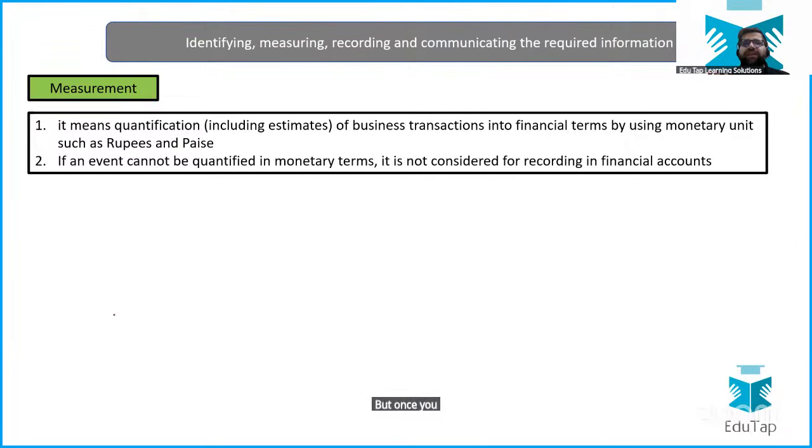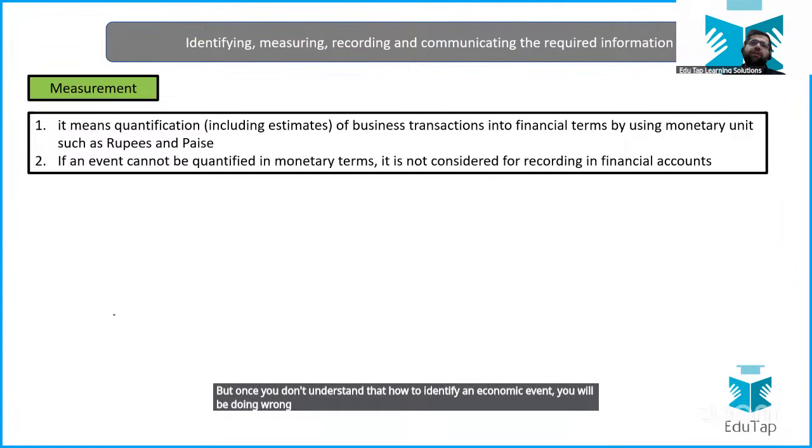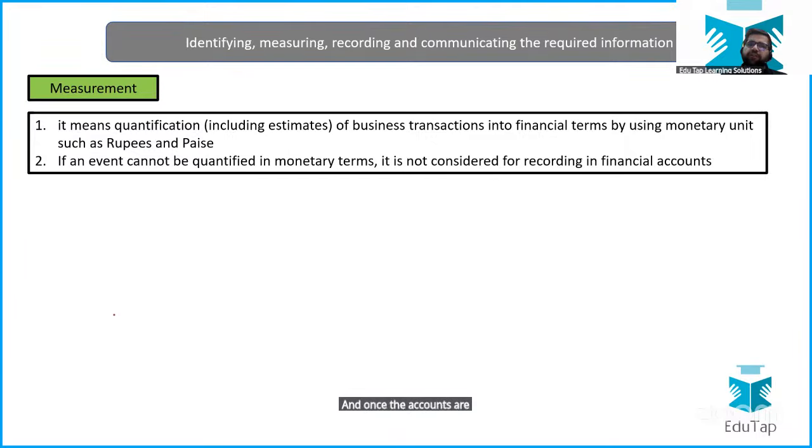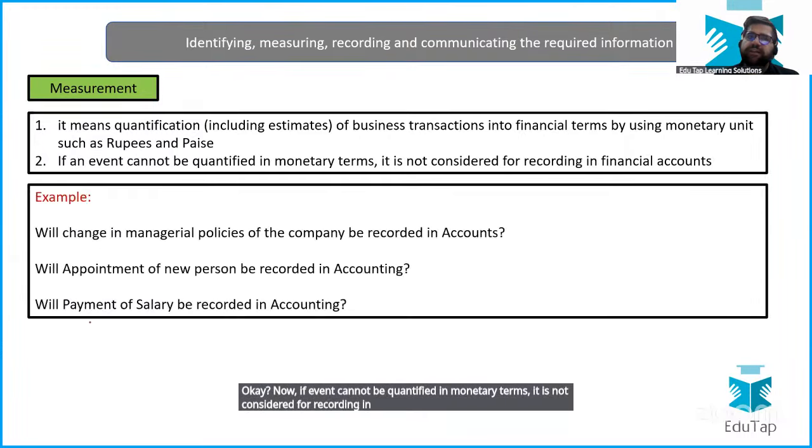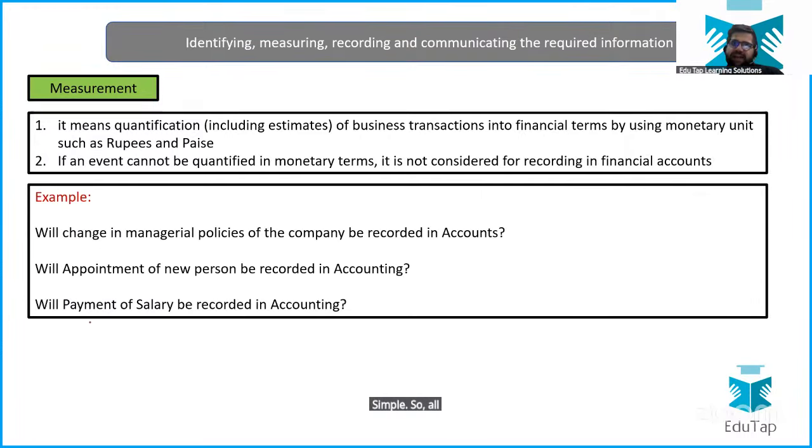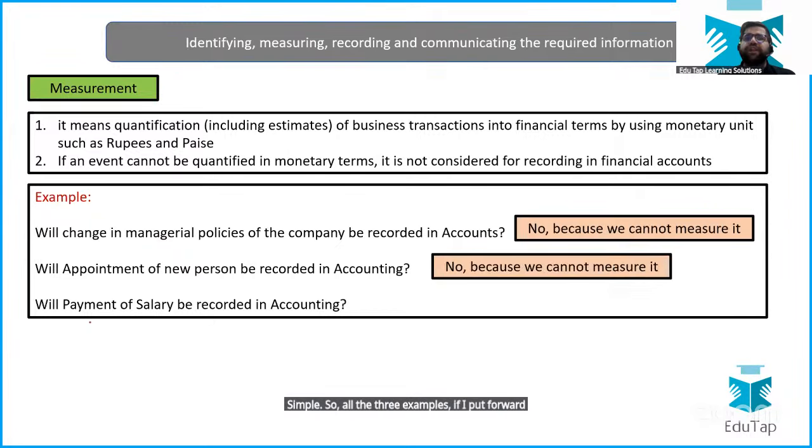But once you don't understand how to identify an economic event, you will be doing wrong recording. And once the accounts are recorded in a wrong format, everything collapses. Now, if an event cannot be quantified in monetary terms, it is not considered for recording in financial accounts. Simple. So in all the three examples, I cannot record example 1 and example 2 because they are not even economic events.